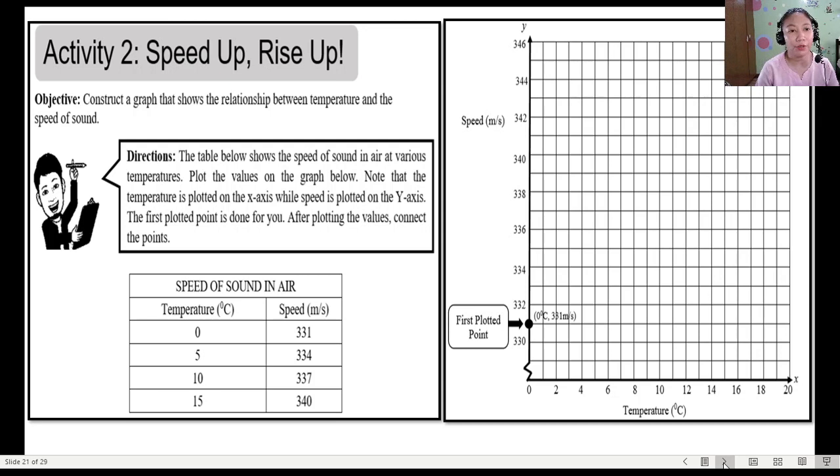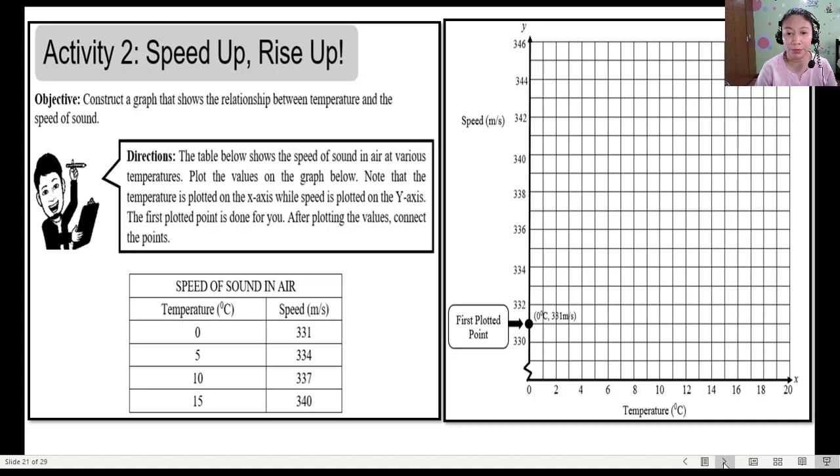Now, for activity number 2, speed up, rise up. Madali lang yung pag-graph natin, no? So, meron na tayo ditong given, speed of sound in air. So, the first one is 0 degrees Celsius, that's our temperature, at the speed of 331 meter per second. So, paano tayo mag-graph?